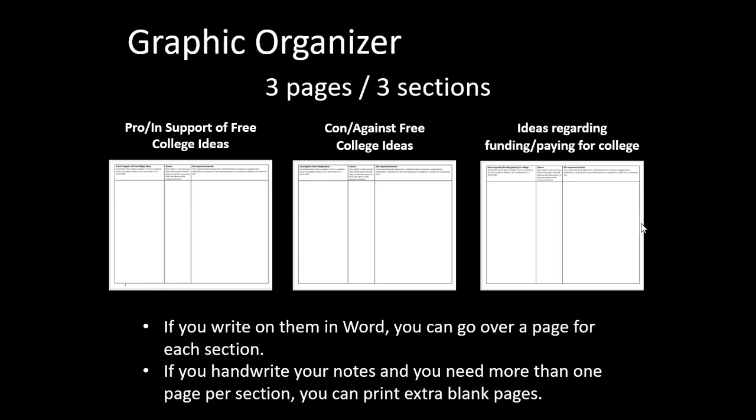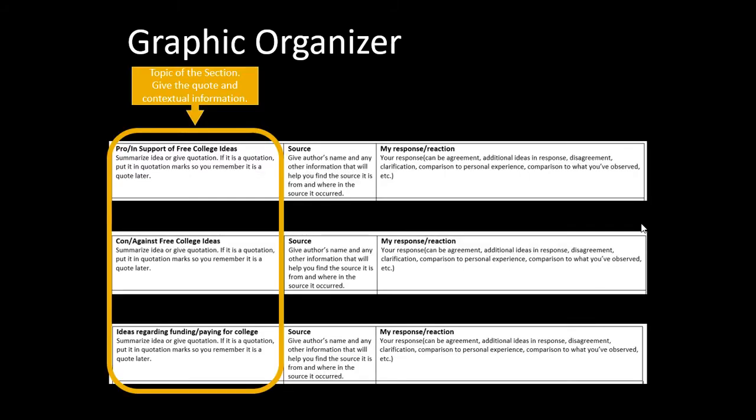And as you're filling this out, there's a really good chance that you're going to need more than 1 page per thing. So you might need 2 pro pages or 2 con pages. If you fill it out digitally, like in Word, just keep going. It'll go to another page. If you prefer to handwrite your notes and you need another page, just print out another pro page or another ideas regarding funding page. Make it work for you.